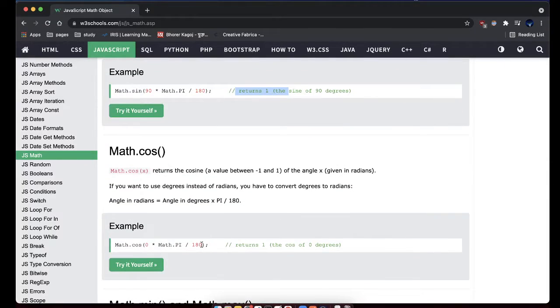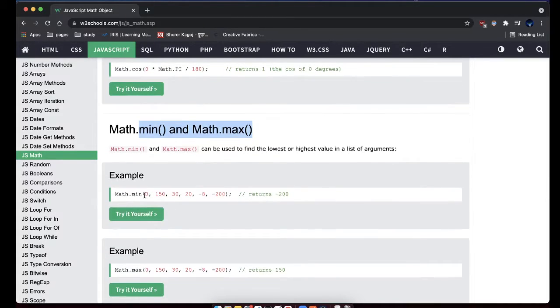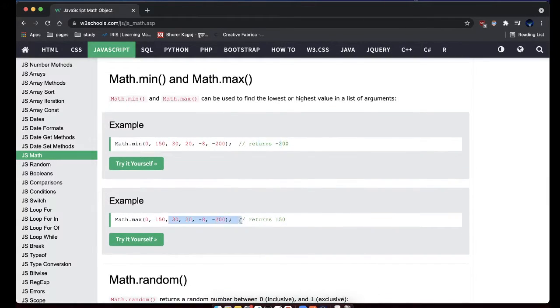Cos 60 or something, see, this is cosine. This is Math minimum and maximum. In an array of values, if we want to return the maximum or minimum, we can do that. We pass the array inside the Math minimum or maximum and it will return the minimum or maximum.